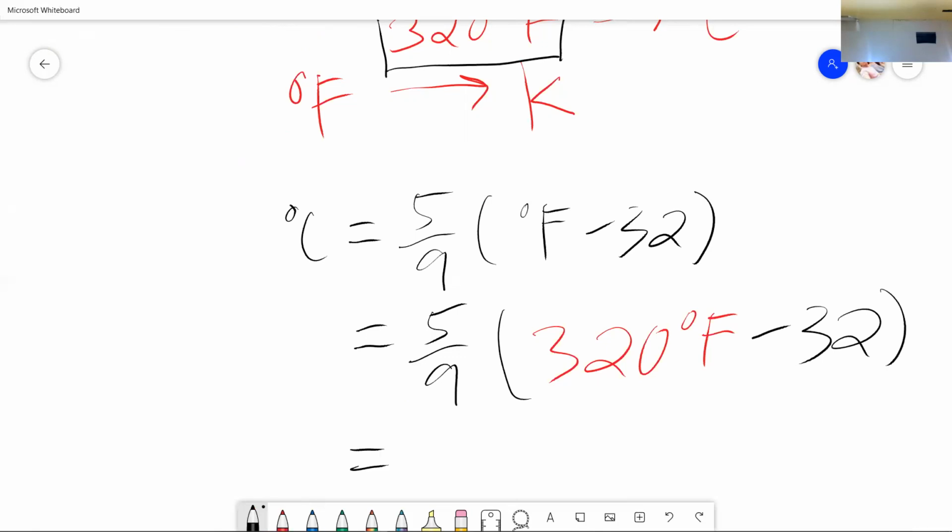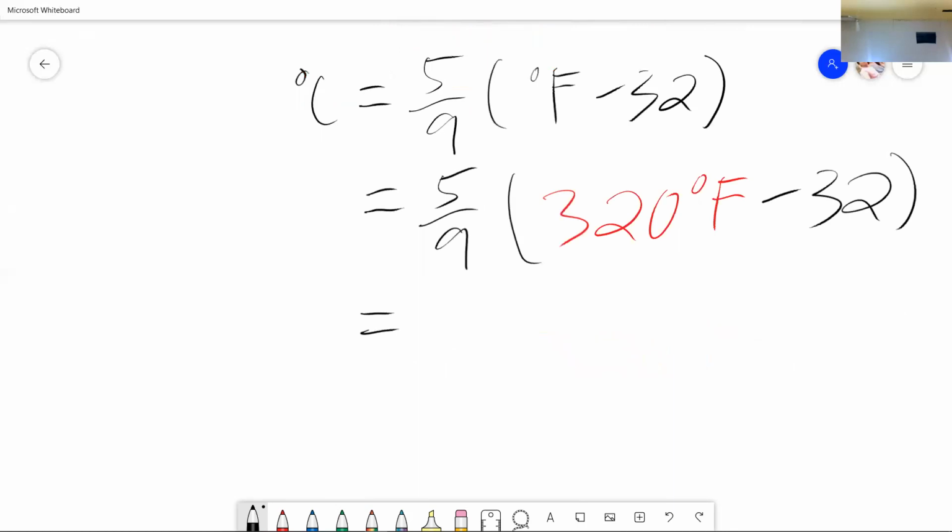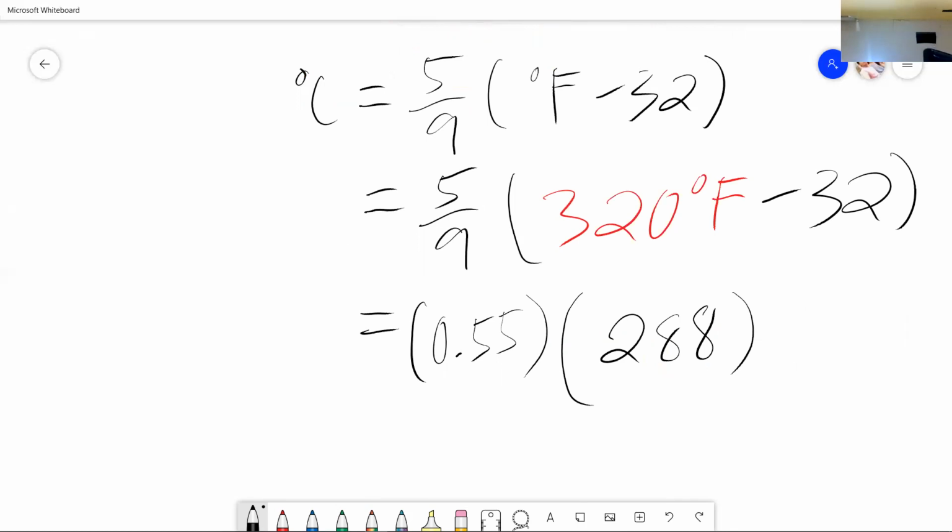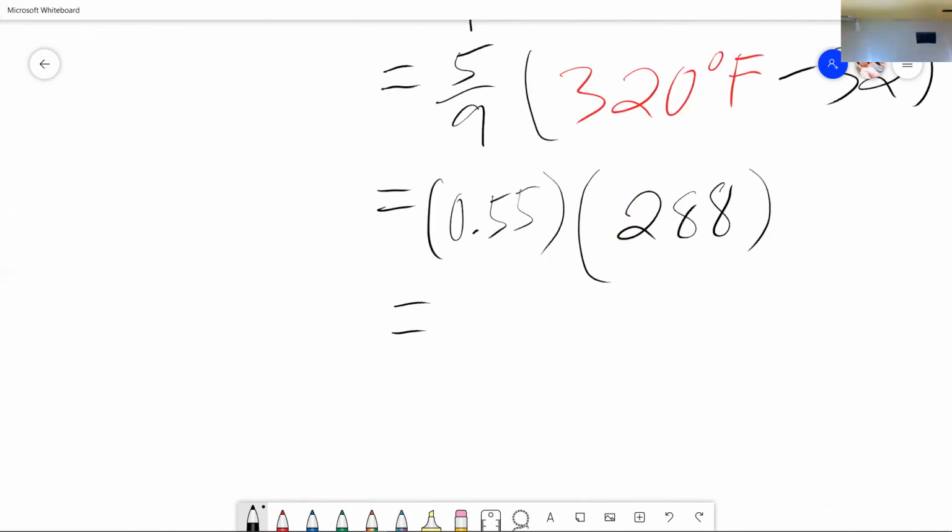So 5 divide 9. So 5/9, that is 0.55. Then minus, so 320 minus 32, and we have 288 times 0.55. So we have 158.4 degrees Celsius.